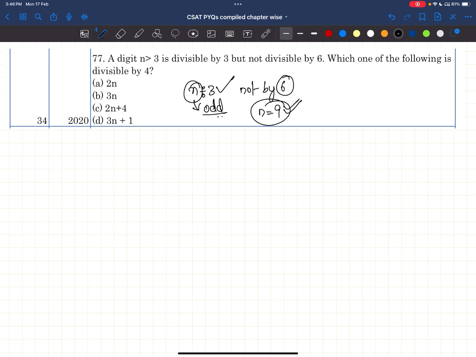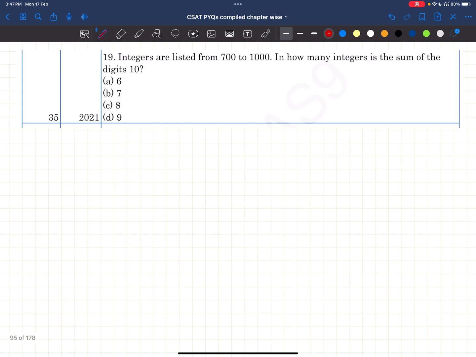What we'll do, we'll put this n is equal to 9 in the options. What will it become? Option A becomes 18. Option B becomes 27. Option C becomes 18 plus 2, 2 by 9 plus... and it becomes 28. What is it telling? Which one of the following is divisible by 4? See, 28 is divisible by 4. That means the answer is 3n plus 1. Let's go to the next question.